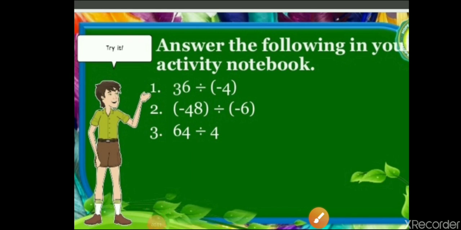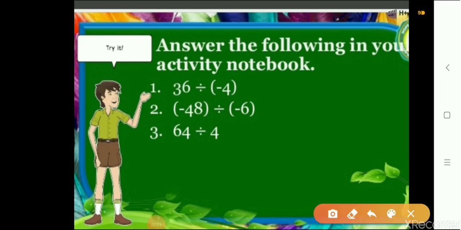Now let us try this. The first question is 36 divided by minus 4. Here there are two integers with different signs, and we know whenever we divide two integers with different signs, we get a negative result. So our answer will be -9.